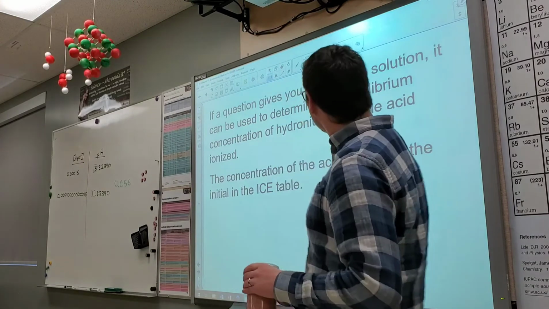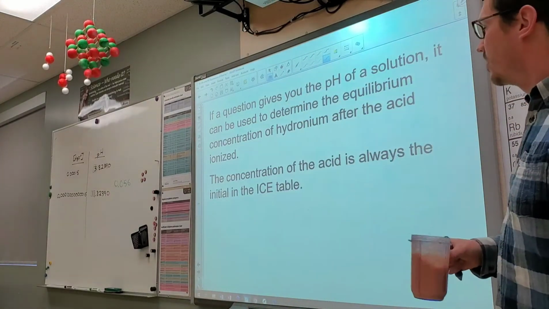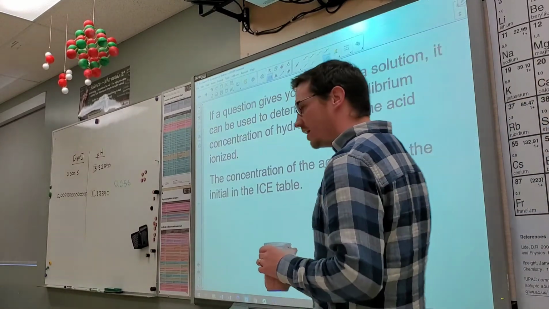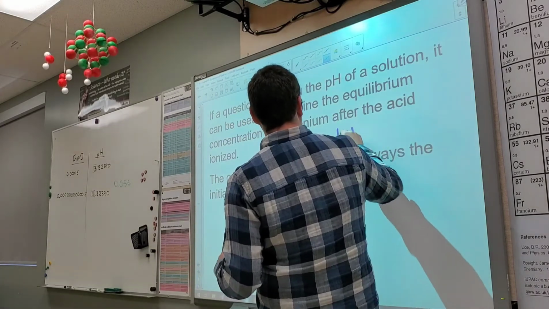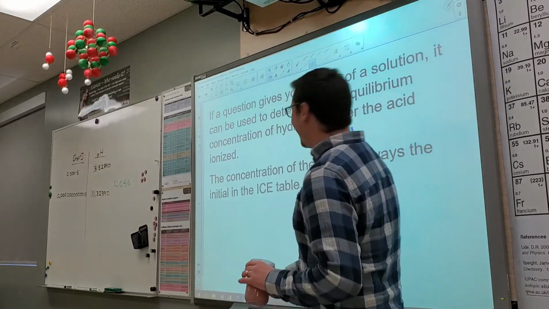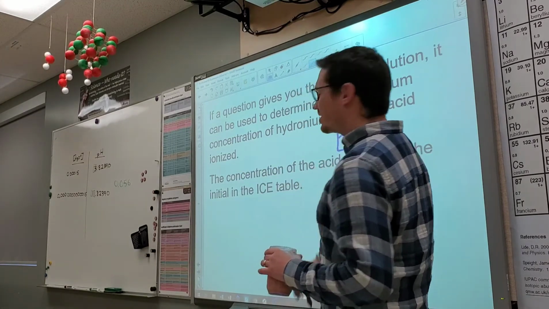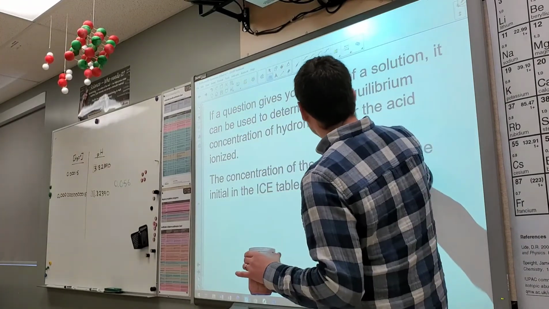So if a question gives you the pH of a solution, you should be able to determine the equilibrium concentration of hydronium after the acid has ionized, okay? Now let's think about this for a second. I've got a beaker of water, and I add some acid. I'm just going to say HA for whatever random acid, doesn't really matter. I add some acid into here.